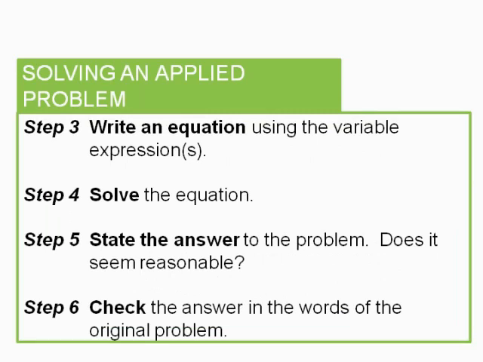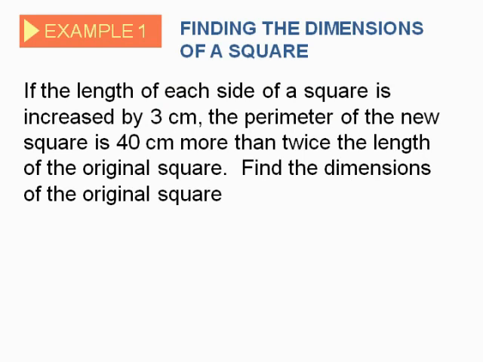Step three, write an equation using the variable expressions. Step four, solve the equation. And step five, state the answer to the problem. Does it seem reasonable? And step six, as always, in all equations, check the answer in the words of the original problem. So let's go ahead and start out with a geometry problem here, finding the dimensions of a square.